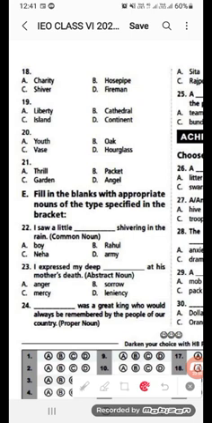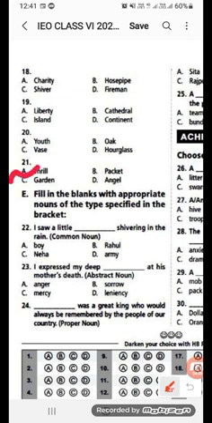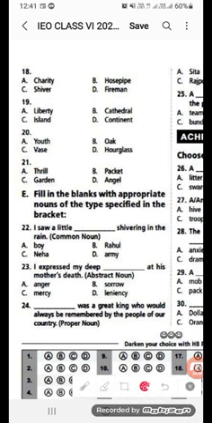So the abstract noun is thrill here. It's a name of a feeling. So the correct answer will be option A.